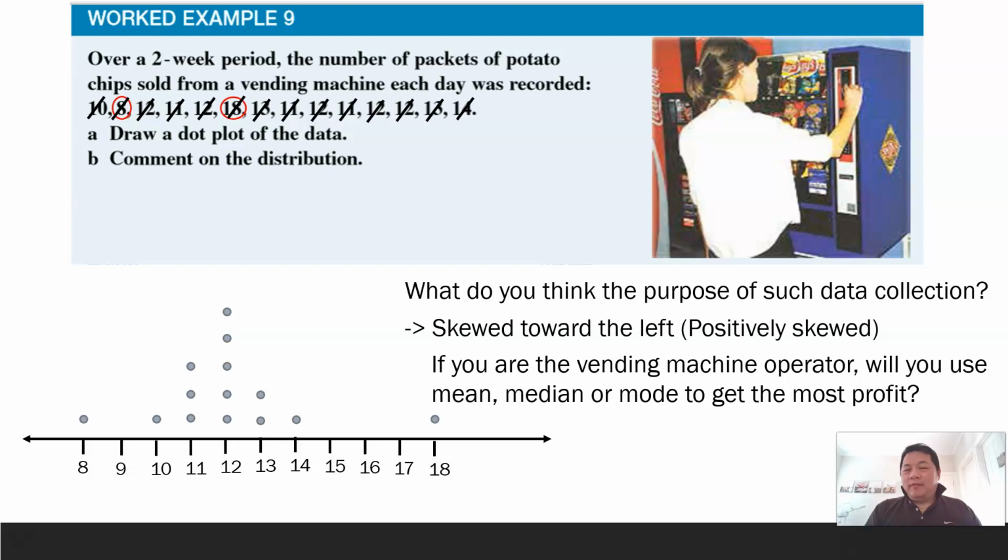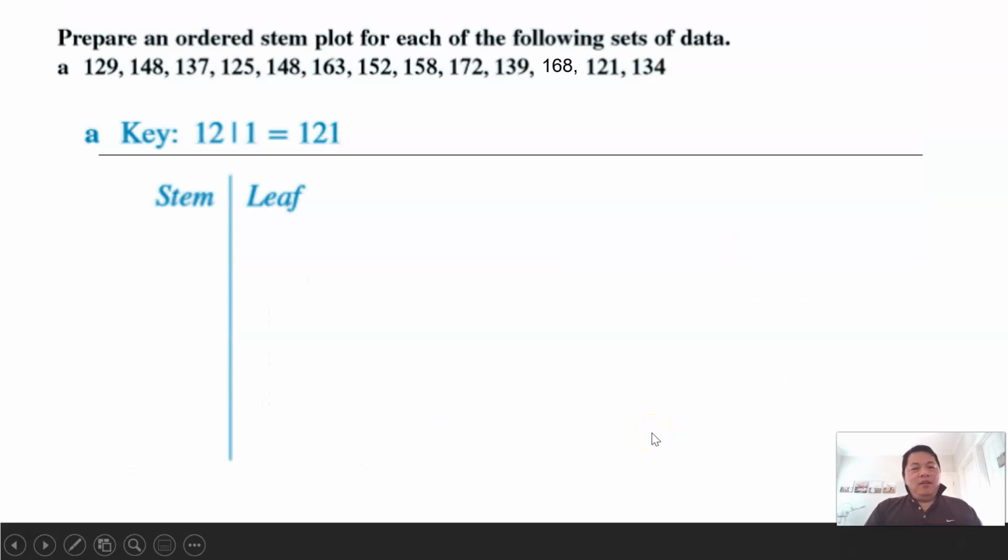Okay? In fact, for me, I will not even use any of them. I'll tell you the reason during the live lesson, okay? Okay, stem and leaf, very interesting, this one. In fact, in your book, there's some error here. This is meant to be 168, okay? Take note of that.